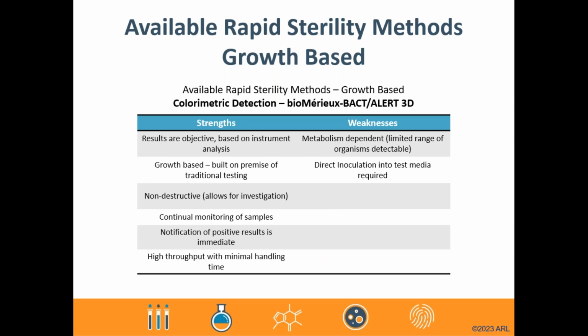On this slide, we have a list of strengths and weaknesses associated with the BACT-ALERT 3D. Again, like the previous growth-based systems mentioned, the results produced by this equipment are instrument generated, eliminating that subjectivity associated with manual reads. This system is unique compared to the others in that it offers continual monitoring. Again, like I mentioned, reads every 10 minutes, which can be extremely beneficial with respect to real-time results. This allows for a much more timely approach to any out-of-specification investigation or other potential contamination events. A notable drawback of this system and other similar systems, like I mentioned, is that the detection can be dependent on the microbial contaminant's specific metabolism. This may limit the range of microorganisms which can be detected using this technology.